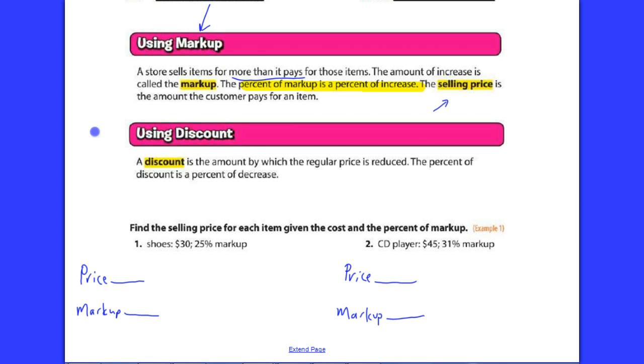The other thing that happens is, if they have an item that they want to get rid of, they give it a discount. The discount is based on the regular price, and it's when they reduce it, or subtract. Using a markup, you add to the original price. If you're going to mark something up, you add it to the original price. But a discount is subtracted from the original price. That's really the only difference in calculating the two things. If you calculate a markup, you add it to the original price. If you calculate a discount, you subtract it. Let's see how simple this is to actually solve.